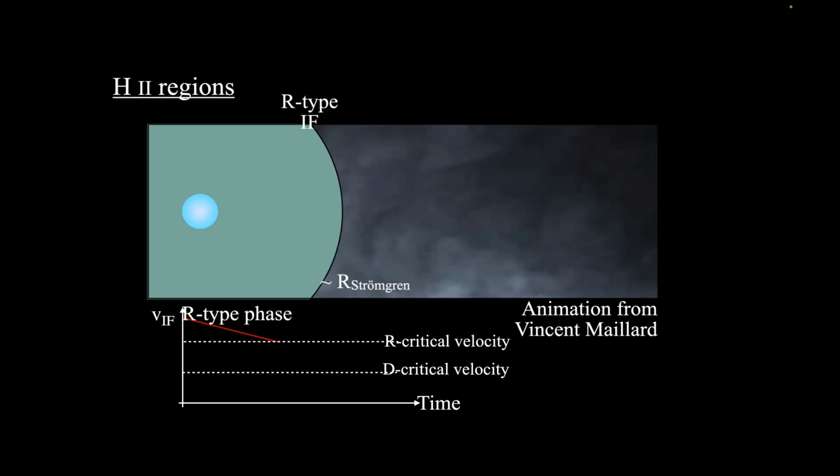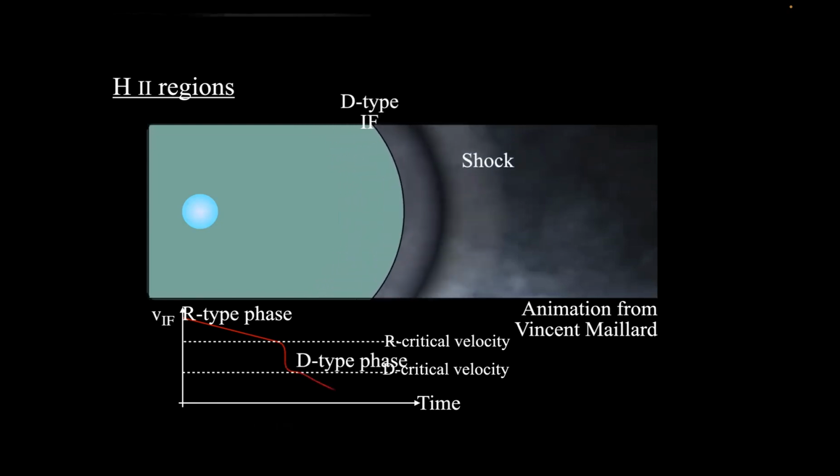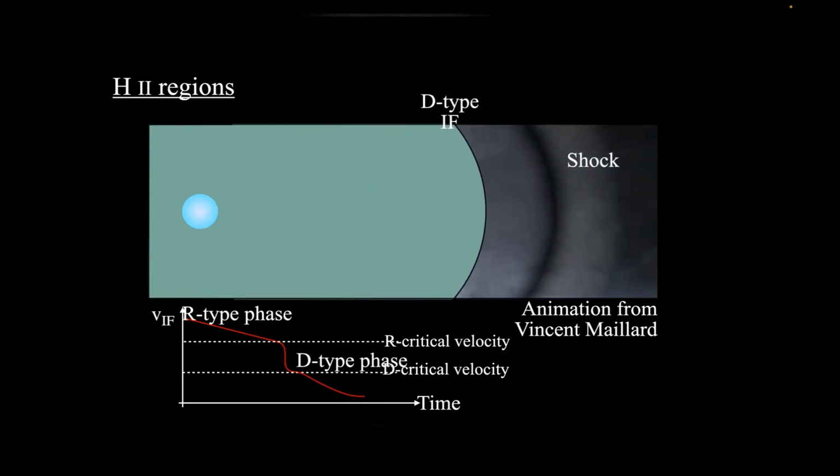But at some point, when the ionization front reaches the R critical velocity, which is basically close to the sound speed of the ionized gas, the hot medium will want to expand into the cold medium, okay? And by doing so, it will generate a shock that will propagate into the ambient medium. The goal of this shock will be to slow down the ionization front and also to increase the pressure of the ambient medium next to the ionization front, okay?